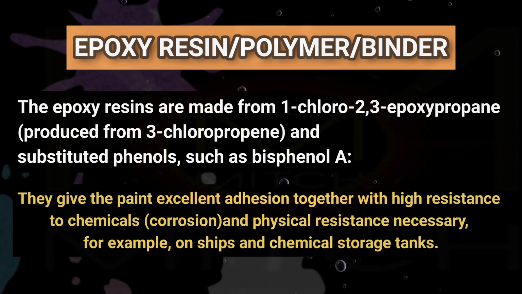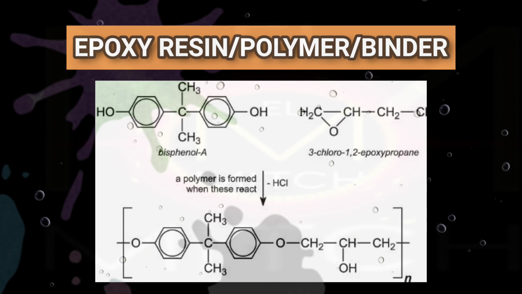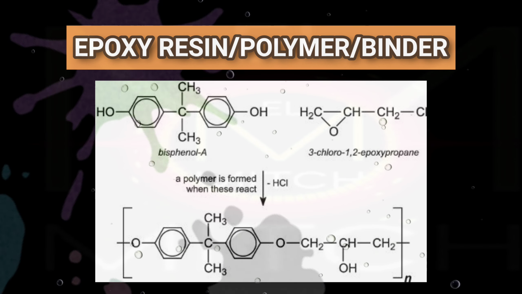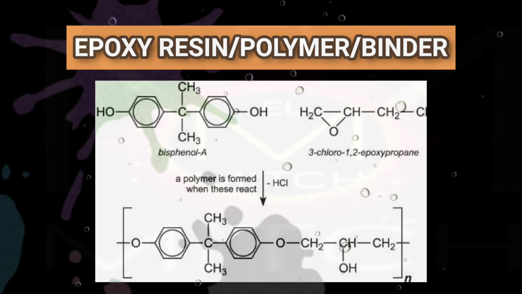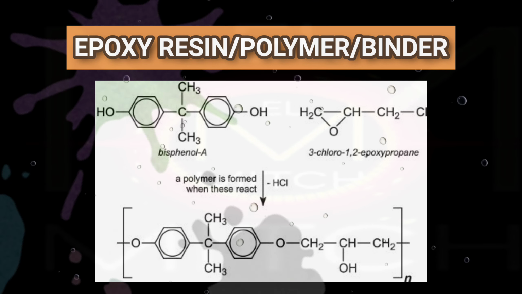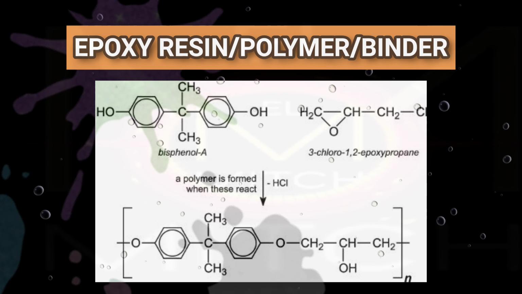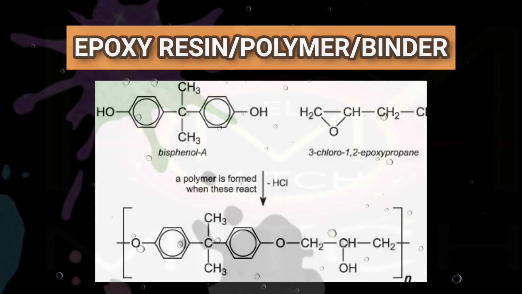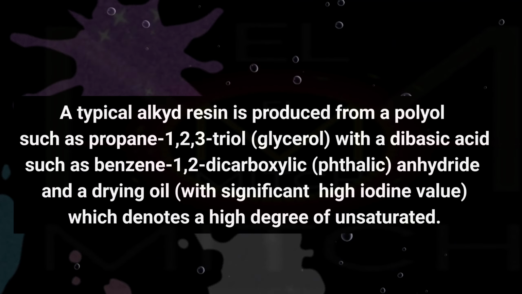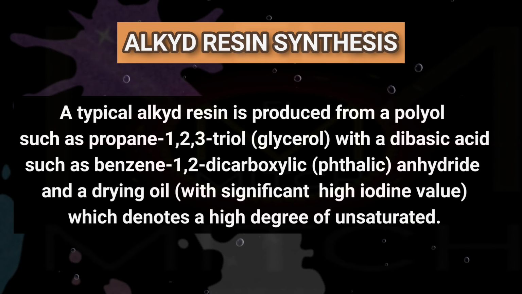Epoxy resin or binders, or you can call them polymers, are made from 1-chloro-2,3-epoxy propane from 3-chloropropene and a substituted phenol. Example is bisphenol A, going by this equation of reaction. So this is just the epoxy resin network or matrix of structure that helps to bind the components of the paint to form an adhesive solid. For the purpose of this presentation, we shall be dwelling on the alkyd resin synthesis.